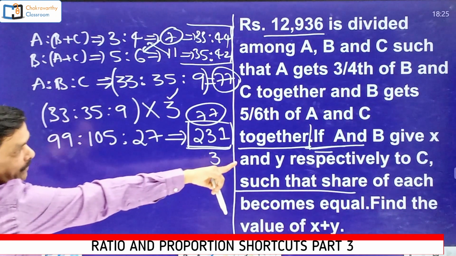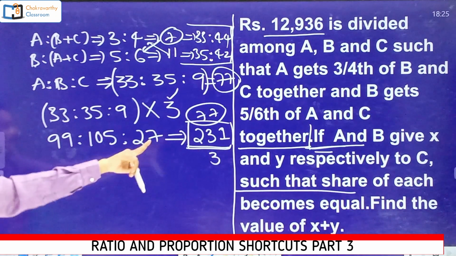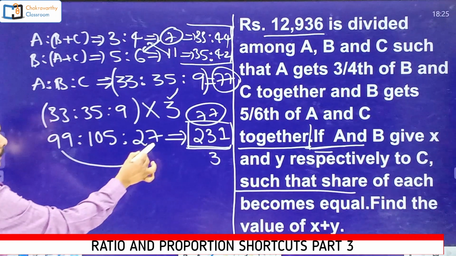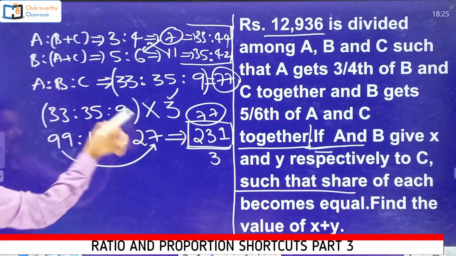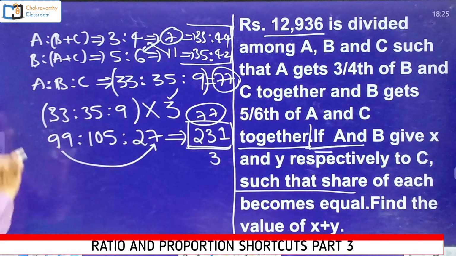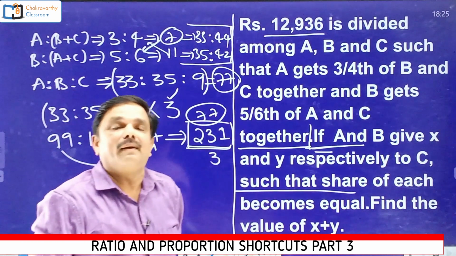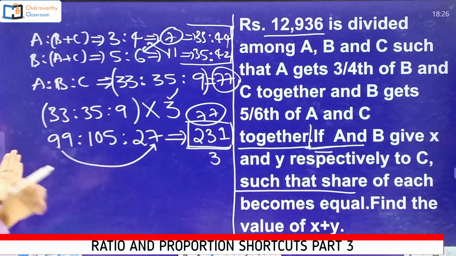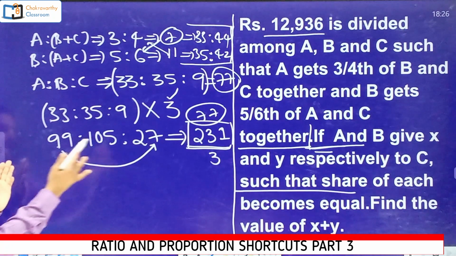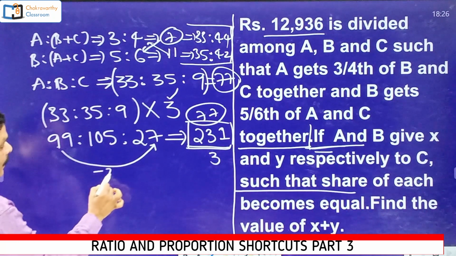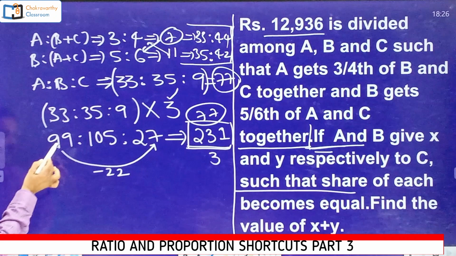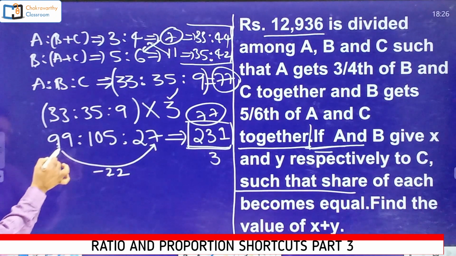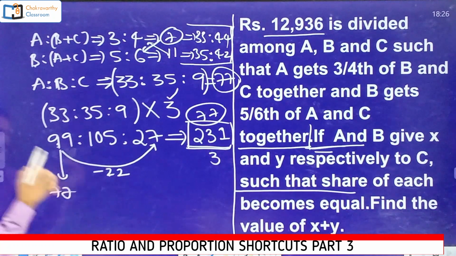Now according to the given data, A gives X rupees to C. That means from here to here, A must give something to C so that A should be remaining with 77 parts or 77 rupees. That means 99 minus 77. 99 minus 77 is 22. A must give 22 rupees from 99 to C, so that A's share will become 77.